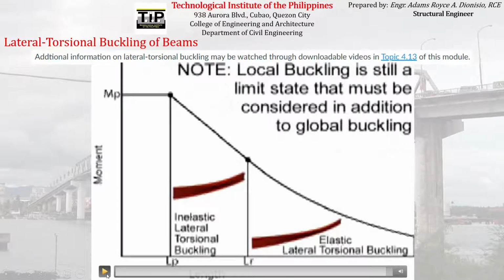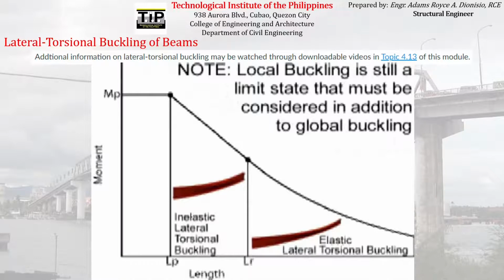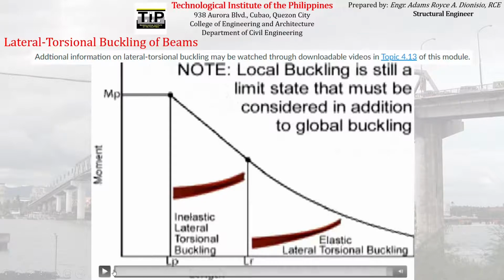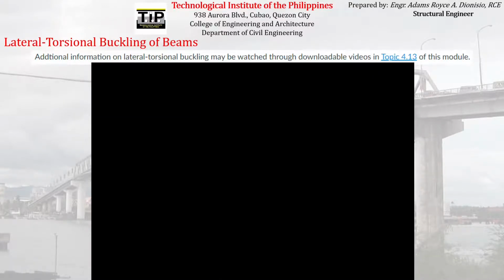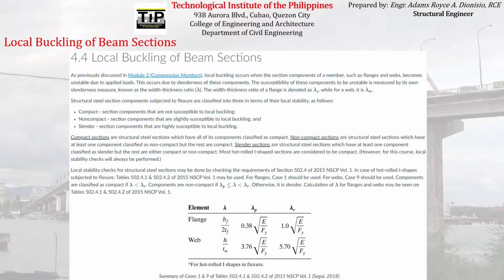Note, local buckling is still a limit state that must be considered in addition to global buckling. So bukod diyan sa global buckling na yan na nagaganap sa mga steel beam, of course, we also need to check local buckling, which will be discussed later on. Okay, so ito na nga yung binabanggit natin, yung about sa local buckling.